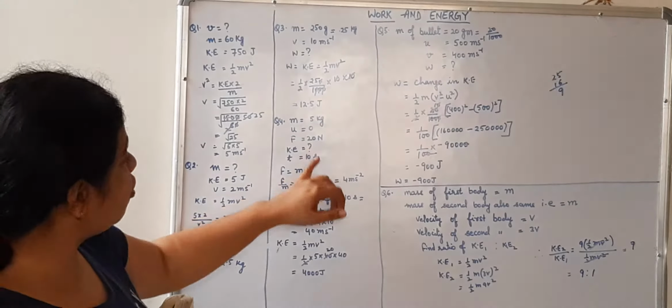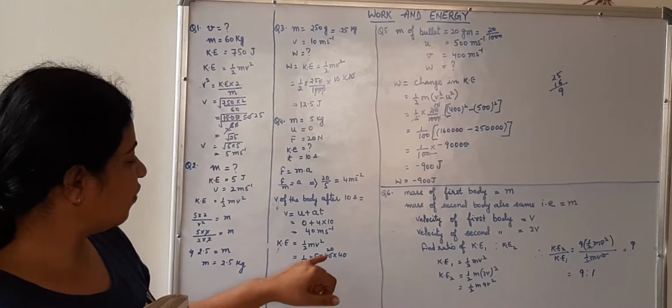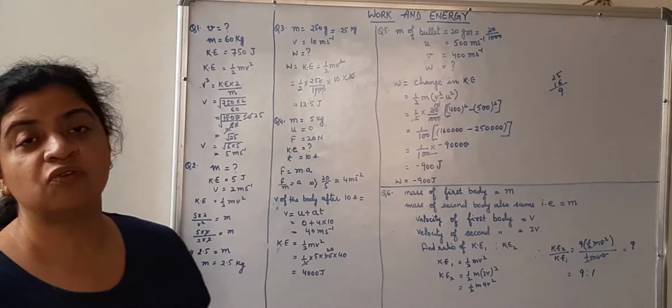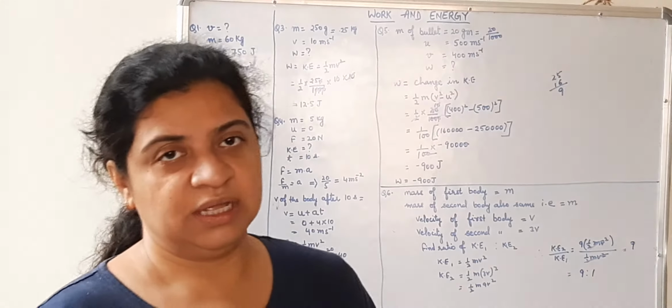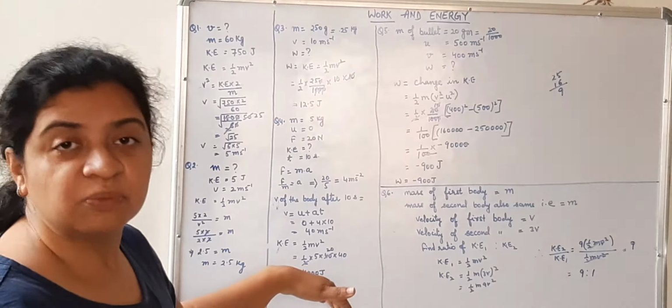Now use the formula half mv square to find out the kinetic energy. Half into 5 into 40 into 40, we got 4000 joule. This is how we apply our previous knowledge in solving the numericals.